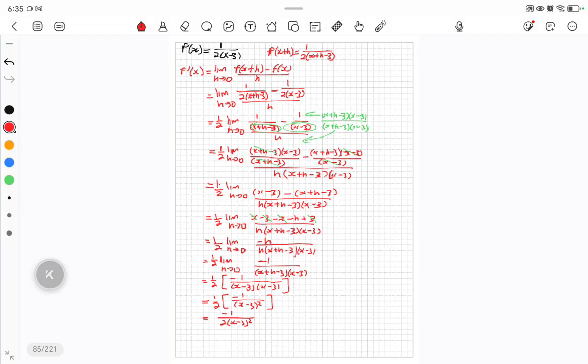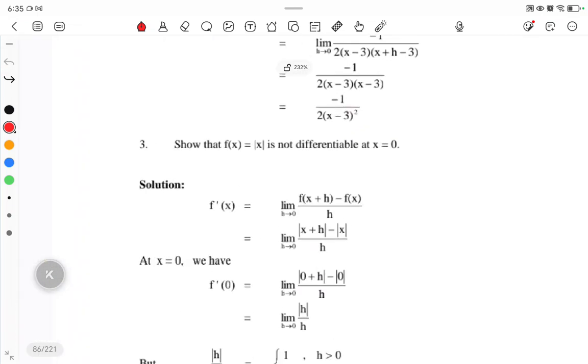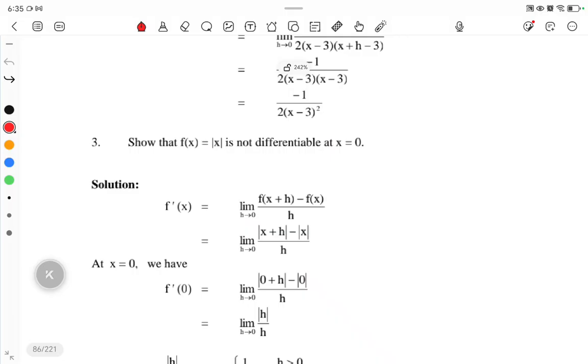So yeah, if there's no question, we can proceed, right? Then they say, show that f of x is equal to the absolute value of x is not differentiable at x equals 0, right? And they say we must check if it's not differentiable at x equals 0.